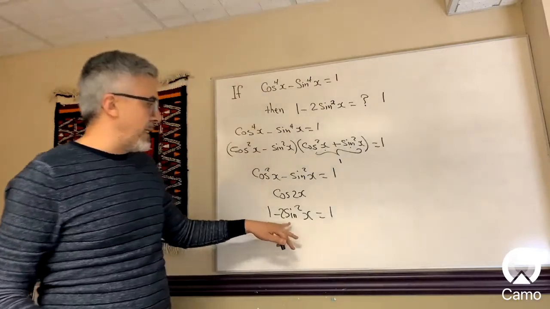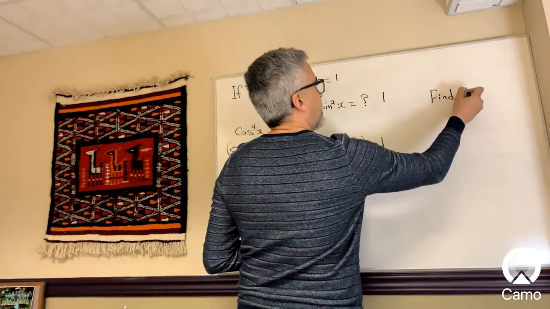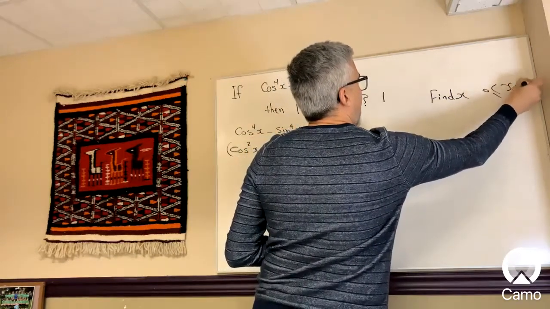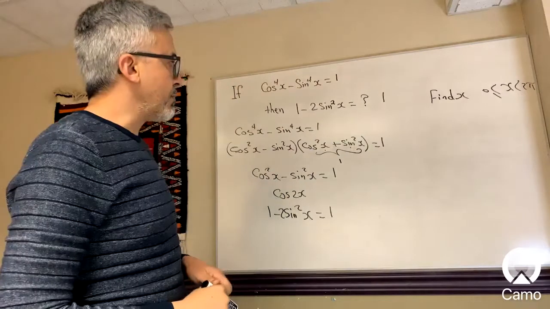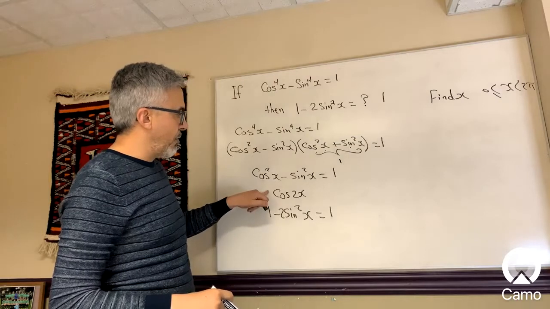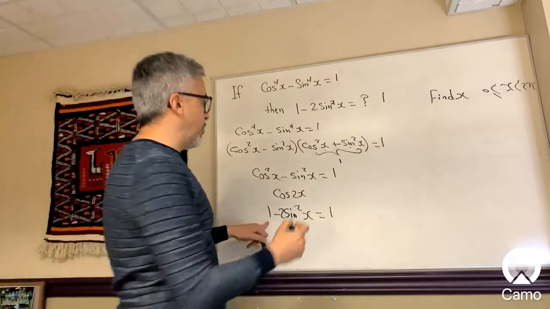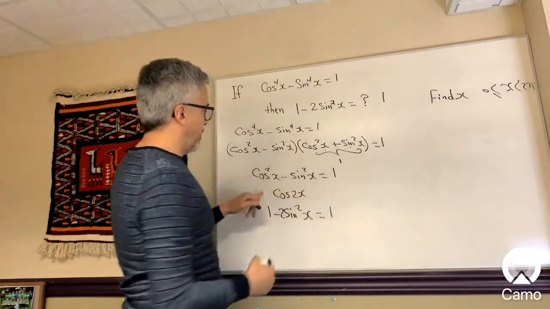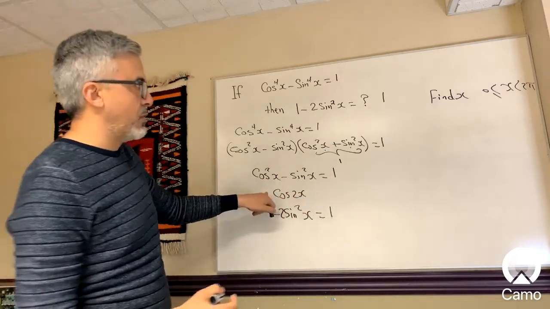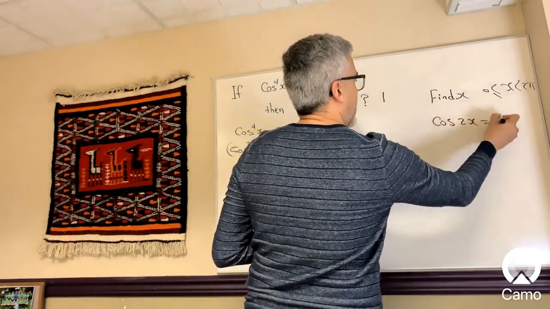They could add to this question and say, find x where x is between 0 and 2 pi. So that's your domain. If that's the case, you could either work from here or work from there. I'll work from here. As I said, cos squared minus sine squared x equals 1. Then that could be converted to cos 2x. So now I could just say cos 2x equals 1.